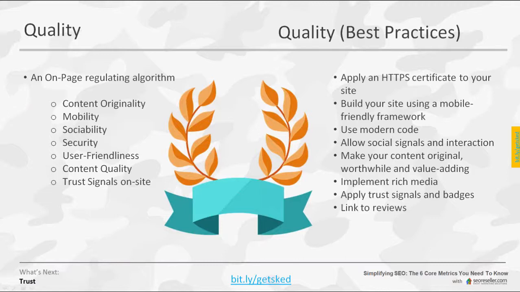So what do you do to apply quality metrics to your site? A couple of quick wins is, apply an SSL certificate to your site, therefore making it HTTPS. Build your site using a mobile-friendly framework. Don't try to reinvent a wheel. A lot of WordPress themes that cost $14 to $49 are already mobile responsive, and a lot of them are fast. Use modern code. Make sure that your websites express themselves in HTML5 and that they don't express themselves in HTML4. Font color is really very, very old school HTML. You don't need to use that code anymore.